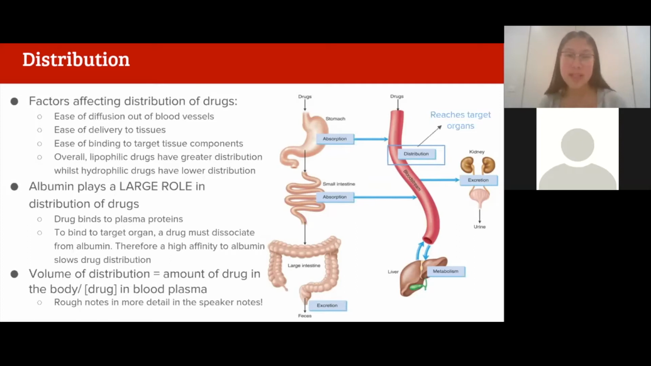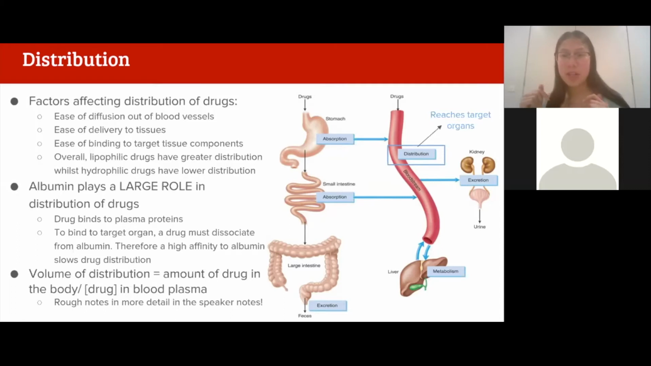If you don't know what albumin is, it's the most common blood-bound protein. And it has a really large role in drug distribution because a lot of drugs will bind to plasma proteins. Now, in order to reach your target organ, the drug actually has to dissociate from albumin or from the plasma protein. So if a drug has a high affinity to albumin, it slows the drug distribution, because it's harder for the drug to unbind from albumin and therefore go and diffuse and bind onto the target organ. So a high affinity to albumin will also slow drug distribution.